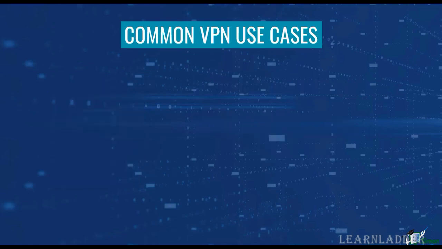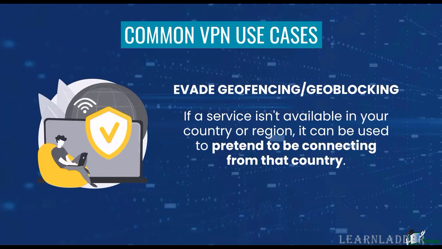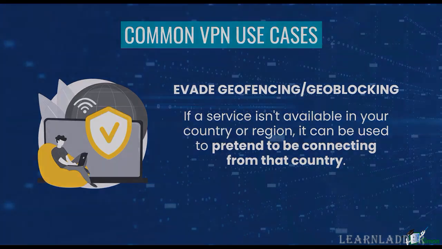Finally, some people use VPNs to evade geofencing or geo-blocking. If a production or service isn't available in your country, a VPN can use IP addresses to appear as if you are connecting from that country. There are ways to detect VPNs, so it only sometimes works out. That's our quick introduction to VPNs. We're going to dive more into VPNs, including their security benefits. I look forward to seeing you in the next video.